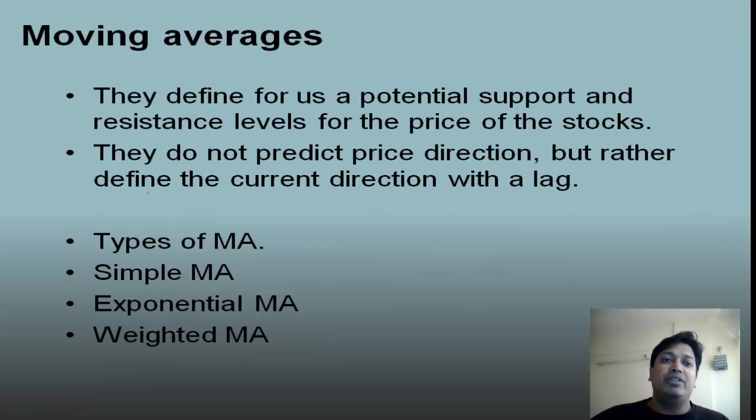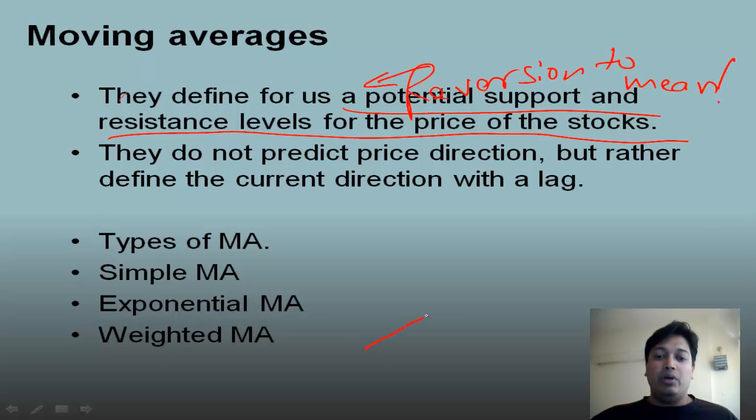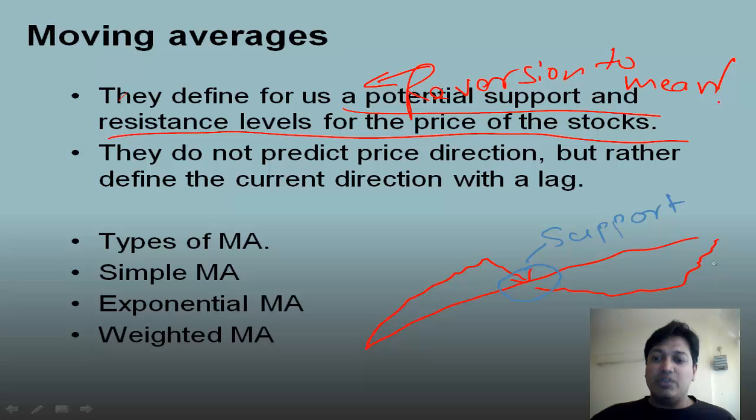One interesting use of moving averages is that it defines for us potential support and resistance levels. For example, this is a moving average, and if the price is above the moving average, which means it is considered to be bullish, it is going to have a tendency to come back to the moving average because it's an average price. And if the price is below the moving average, it is going to have a tendency to come back to the moving average again, because again this is the average price. So whenever it is coming here and this is the average price, this point is going to behave like a support, and every time the price comes down from below and is hitting the moving average, this point is going to be considered as a resistance. And hence moving averages actually define support and resistance levels for the price of the stock.